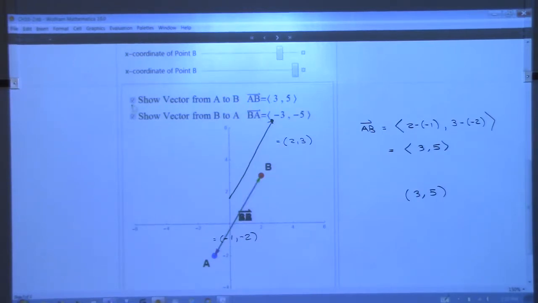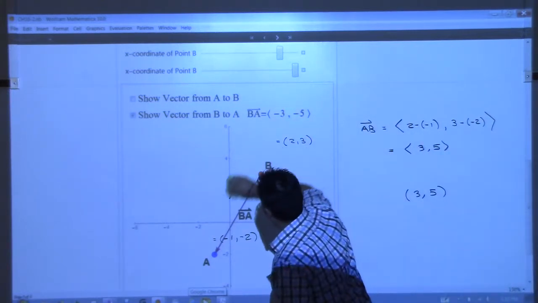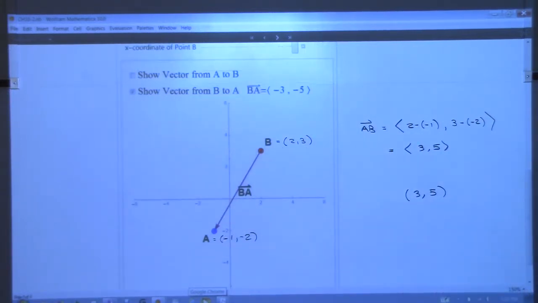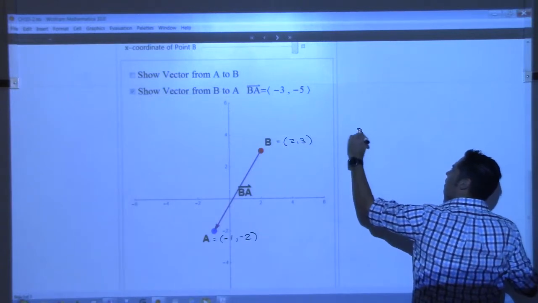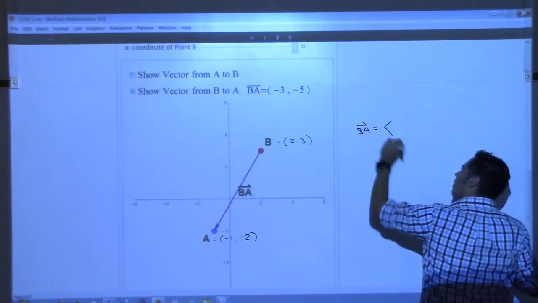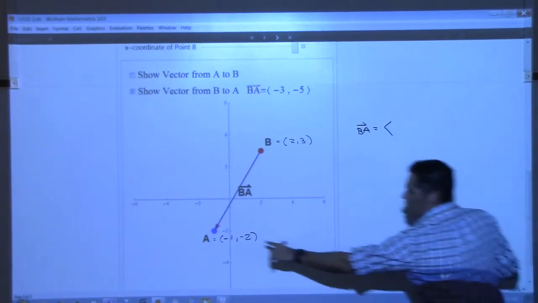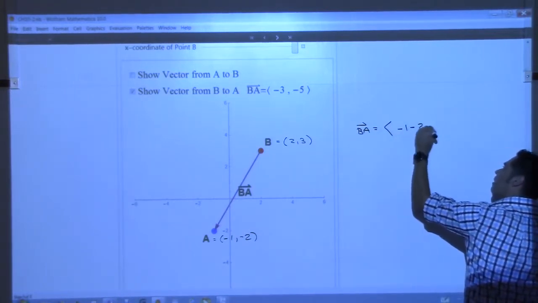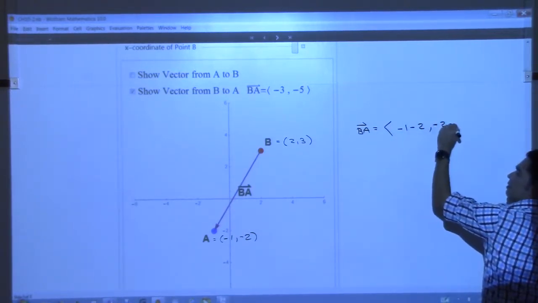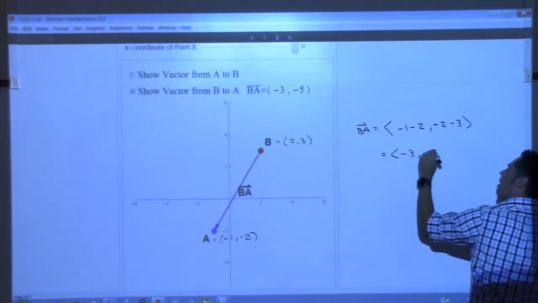So how about if we go the other way around? What if we go vector from B to A? Then where do we start at? We're going to go -1. So we're ending here, right? So we start here, -1, take away 2. And then -2, take away 3. And we're going to wind up getting -3, -5.